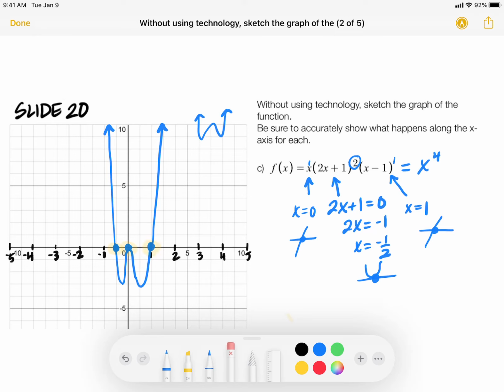If you were to plug in points, you would find that both of these go much deeper. For now, that's not what we're doing. We are just sketching. And from our sketch, we can see really clearly the x-intercepts and the end behavior. So that's our focus, the x-intercepts and the end behavior.